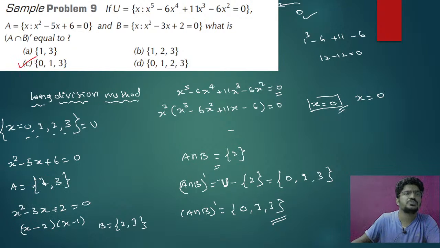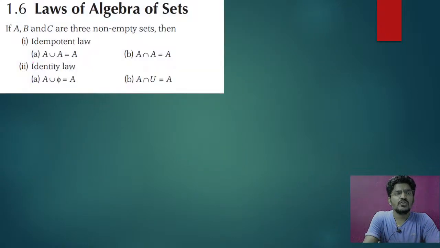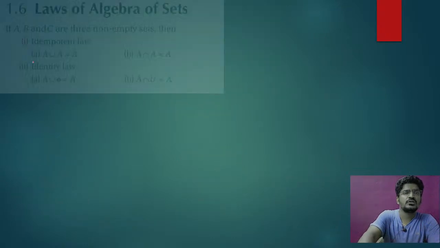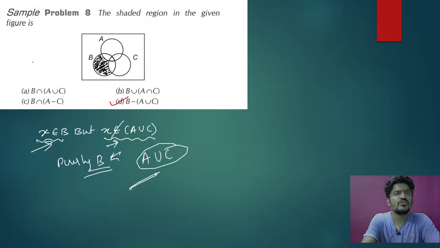So here the option C will be your answer. Clear? Okay. So now let us go for the next concept, that is law of algebra of two sets.